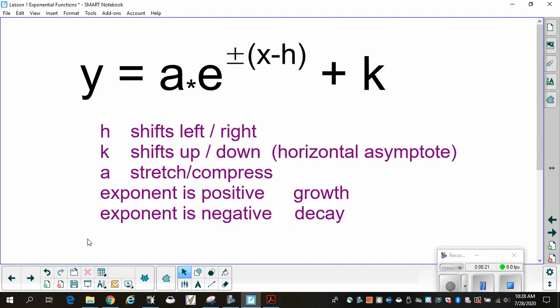Here's what the equation looks like. A is your vertical stretch or compress. E is your constant number. The plus or the minus reflects it over the y-axis, and again, A, if it's negative, reflects it over the x. H moves it left or right, K moves it up or down. That's it. A positive exponent, we have growth. It goes up left to right. Negative, it's decay, down left to right.